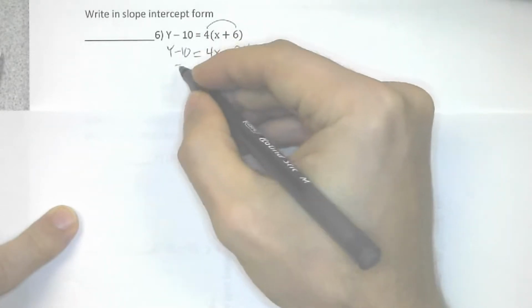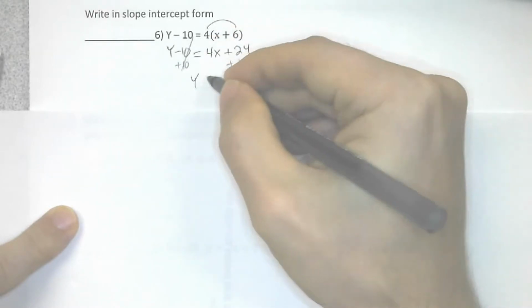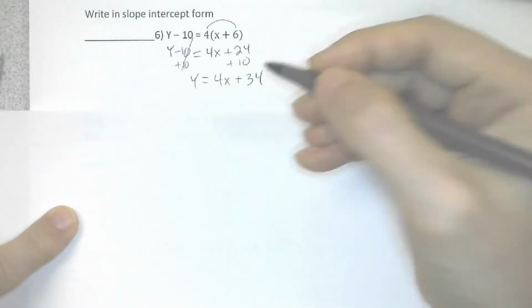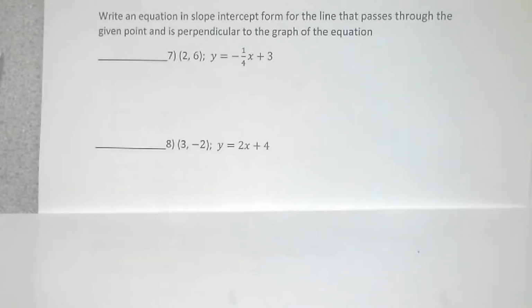I'm going to do the opposite of minus 10. I'm going to add 10 on both sides. This cancels. I end up with y equals 4x plus 34. And there we are, y equals mx plus b format. Okay, try these two. Press play when you think you have the answer.